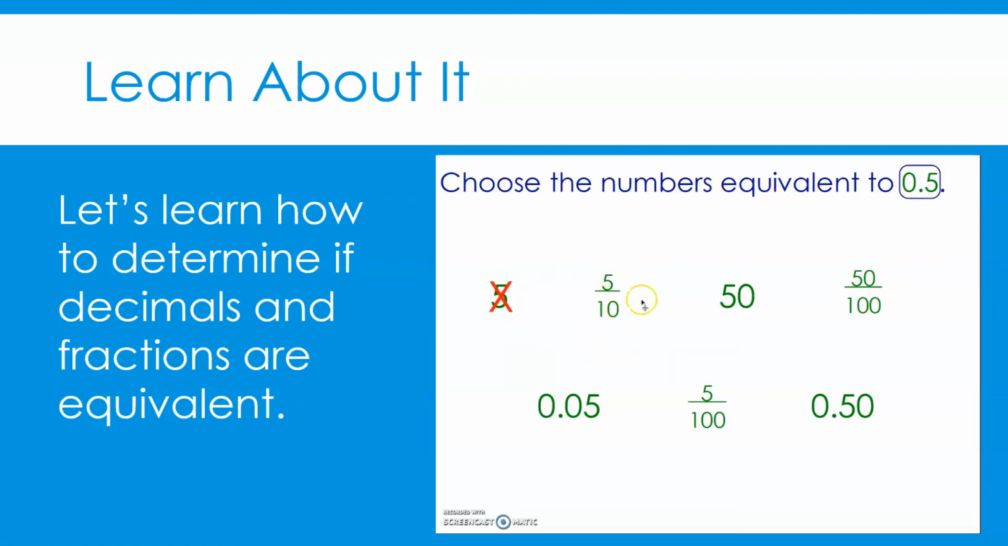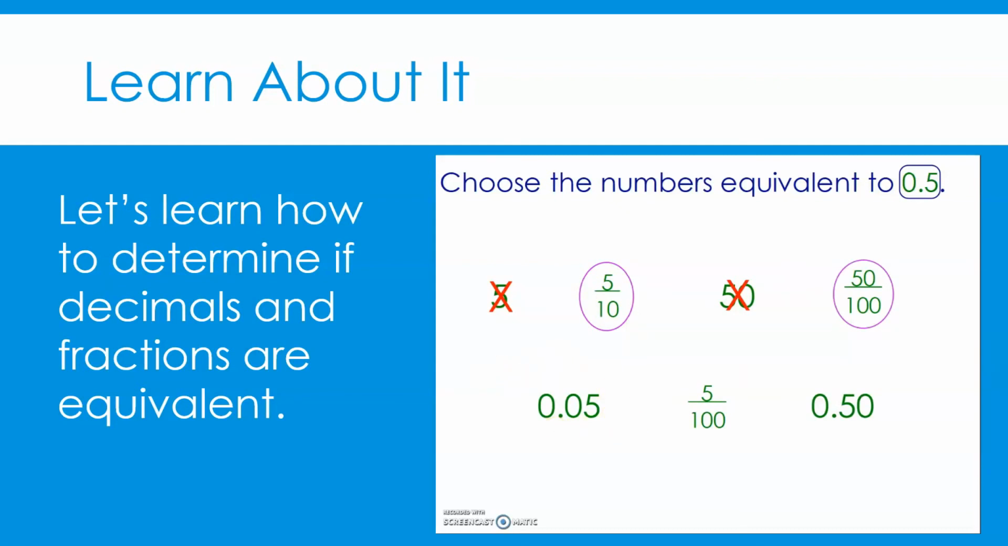Let's look at the next one. 5/10 is written as a fraction. It is the same as 5/10. That is the fractional way to represent 5/10. Next, we have 50. 50 is not equivalent to 5/10. 50 is 50 ones, not 5/10. Let's look at 50 hundredths. Every 10 hundredths is equivalent to 1/10. So 50 hundredths is equivalent to 5/10.